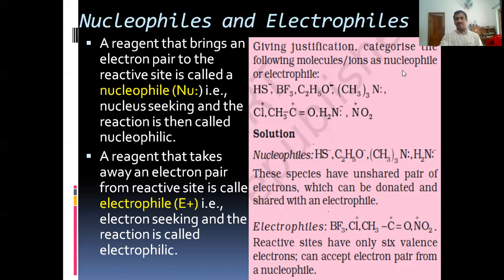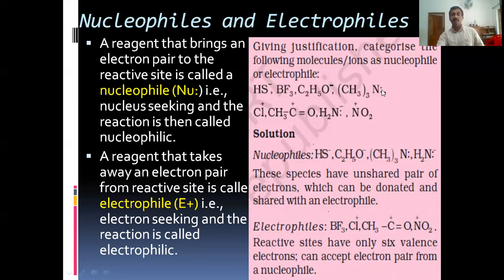Giving justification, categorize the following molecules or ions as nucleophiles or electrophiles. HS minus, negatively charged, so it is a nucleophile. BF3, electron deficient, it is a Lewis acid. Only 6 electrons in the valence shell of boron. So always it is seeking for electrons. So it is an electrophile. C2H5O negative, there is a negative charge, so it is a nucleophile.